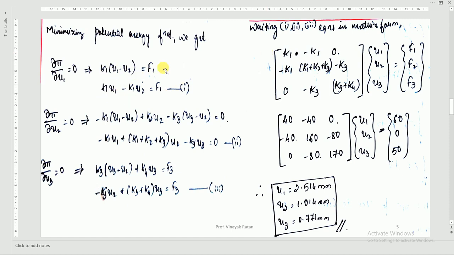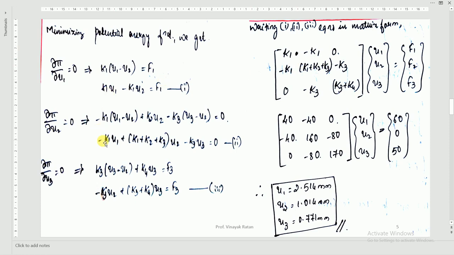So this is what you get when you differentiate with respect to U1: K1 U1 minus K1 U2 equal to F1. When you differentiate with respect to U2, you will get minus K1 U1 plus K1 plus K2 plus K3 into U2 minus K3 U3 equal to 0. I hope you are getting the same equations. With respect to U3: minus K3 into U2 plus K3 plus K4 into U3 equal to F3. All these three equations are written here in matrix form. So K1, minus K1, and with respect to U3 nothing is there, so 0.